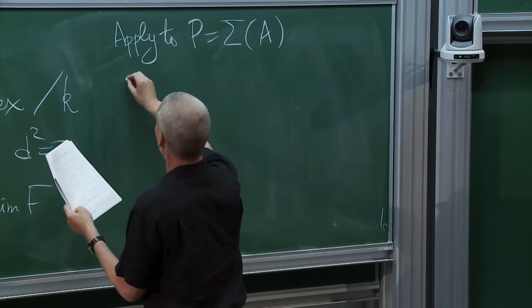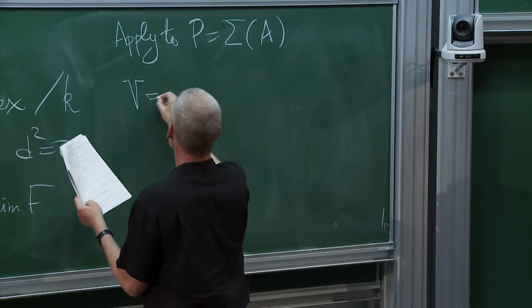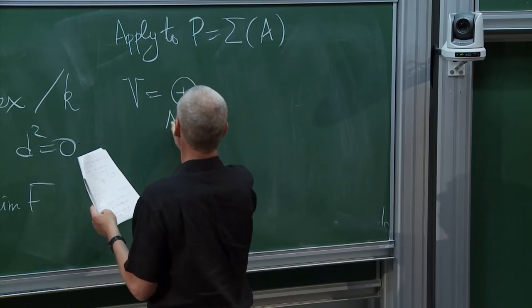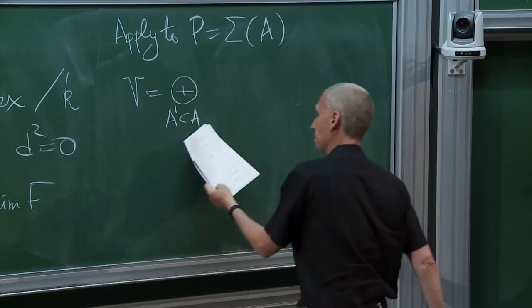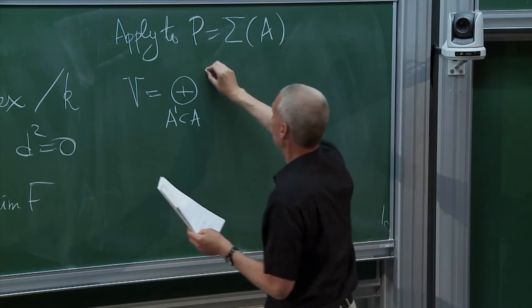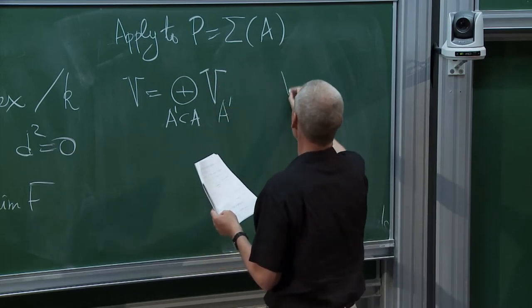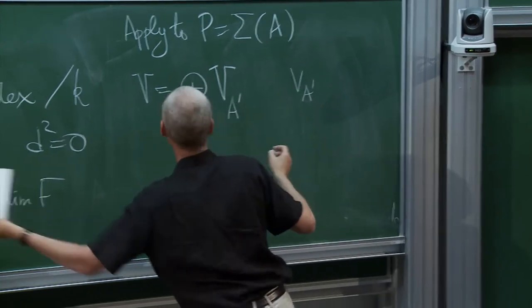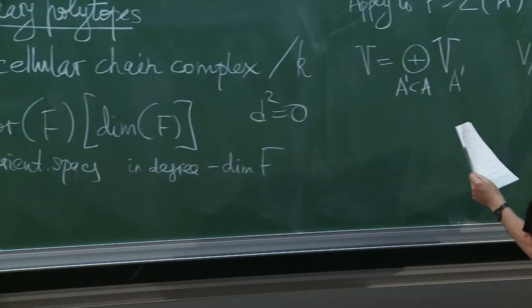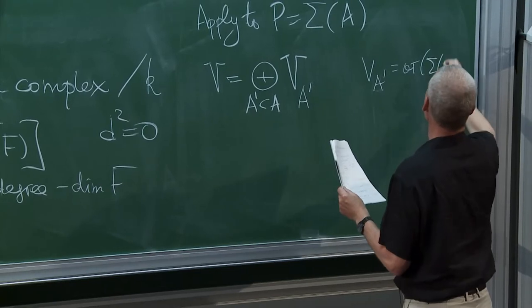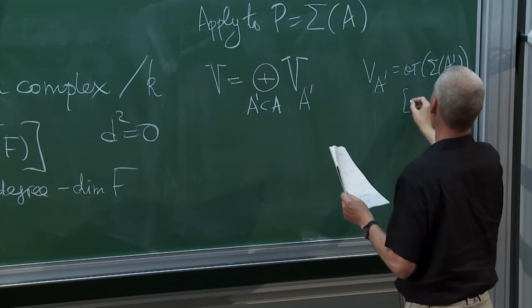So let's form a vector space V to be the direct sum over all A prime of those subspaces V_A prime. And V_A prime is simply the orientation of sigma of A prime shifted by dimension.